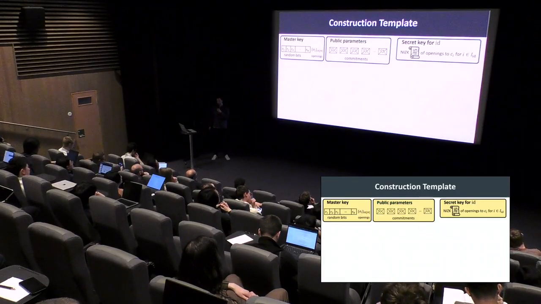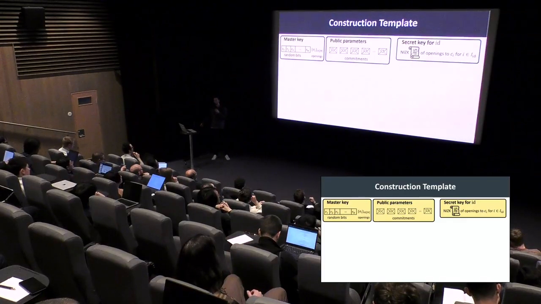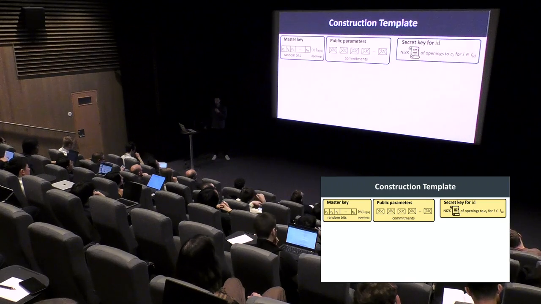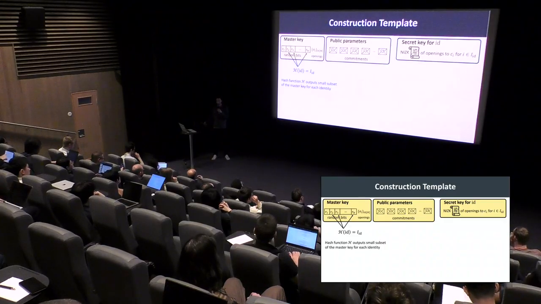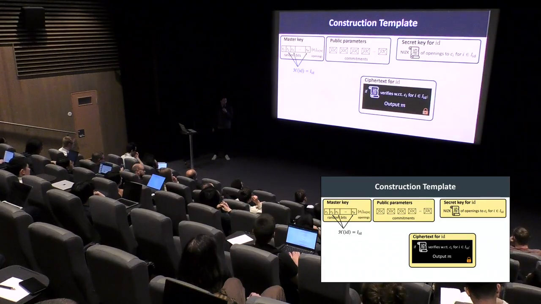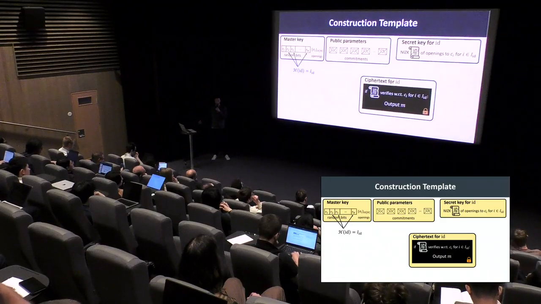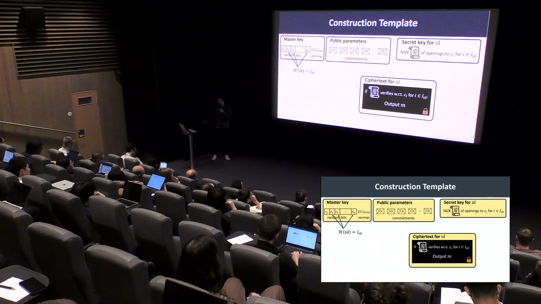Okay, so what does the secret key look like? Well, we're going to have a non-interactive zero-knowledge proof of the openings to the commitments for i in this set capital I corresponding to the ID. So where does this come from? This is going to be derived from some sort of hash function. I'll specify this a bit more later. Basically, this hash function is going to take in the ID and just output the set. And then the ciphertext is just going to be an obfuscated program which checks that the proof verifies with respect to the commitments. And if so, it outputs M. Otherwise, it outputs bot. Okay, so this is the general template.